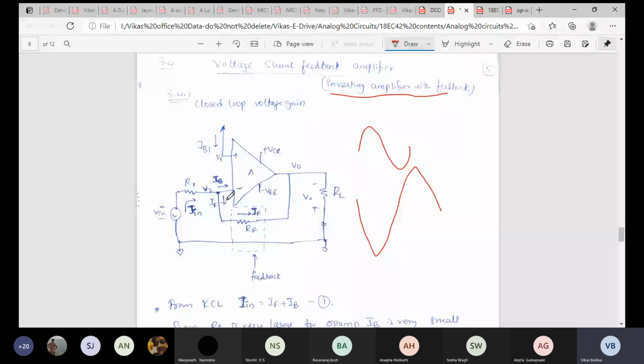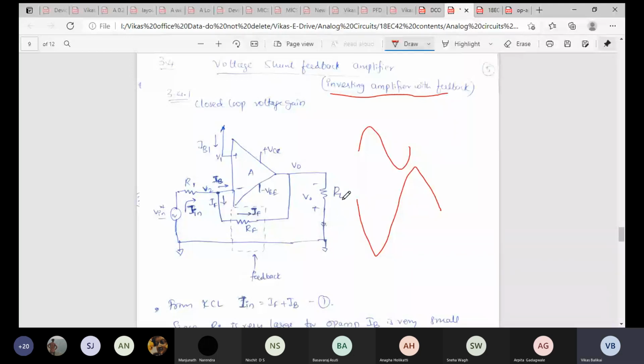And where is the input connected? The input is connected to the negative terminal of the op amp, and between the output and V2, which is your negative terminal, RF is connected. To figure out the output, we have the load resistance, and the input source is grounded, and the same is the case with the load resistance, which is grounded, and that's the reason I have shorted it over here.